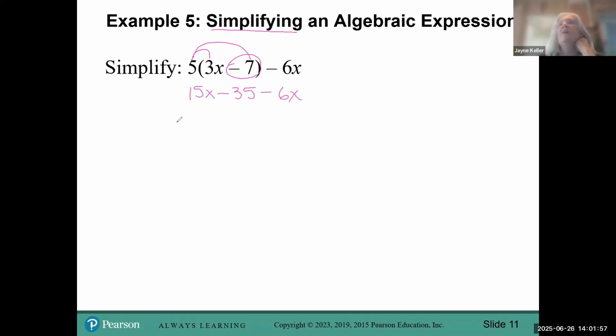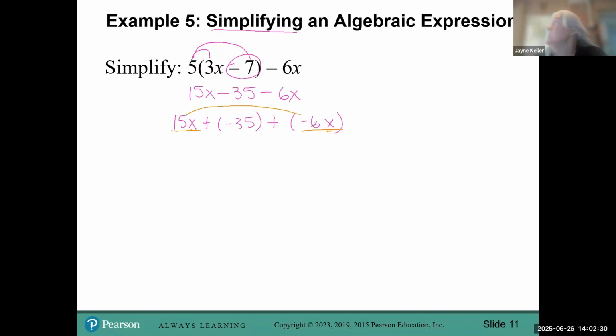And then remember, we said that we can think of this as 15x plus negative 35 plus negative 6x. And so the next thing that we want to do is look for like terms, terms that have the same variable and the same power. So here's one, and here's one. And we can combine these. And we know the commutative and associative properties tell us we can add in whatever order we like. So we're going to add these two together.